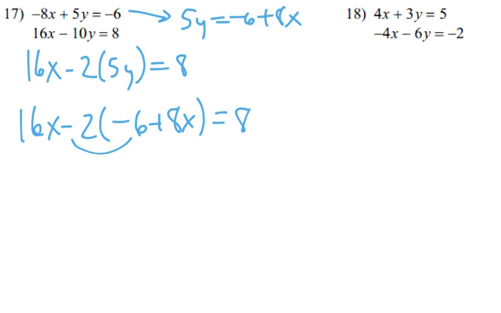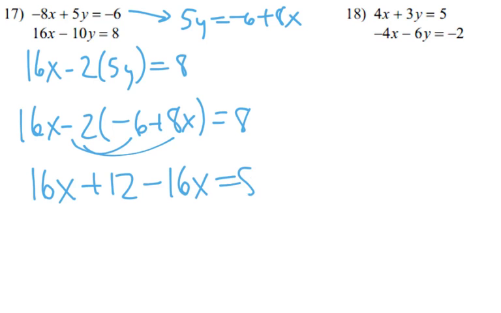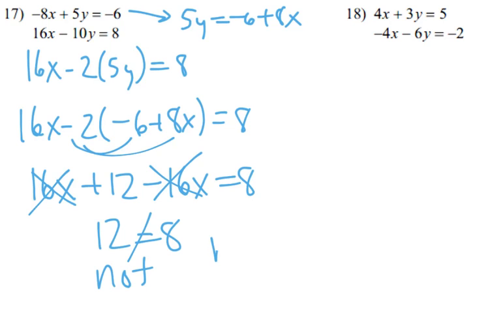And then solve. Negative 2 times negative 6 is positive 12. Negative 2 times positive 8 is negative 16x equals 8. Negative 16x, positive 16x, 12 equals 8. That is not true. Therefore, we have no solution.